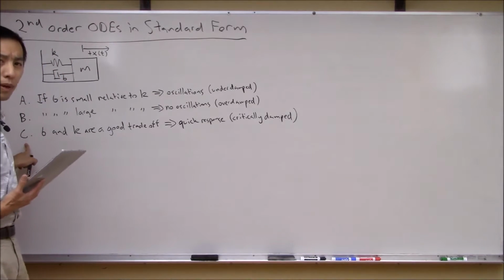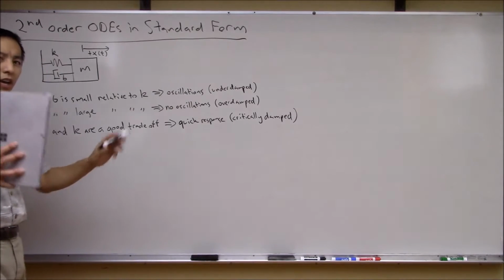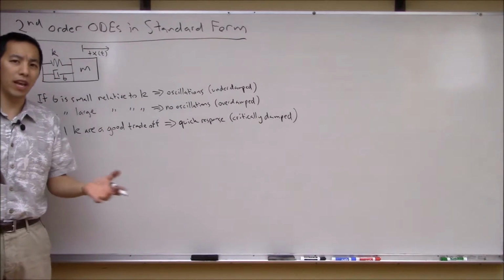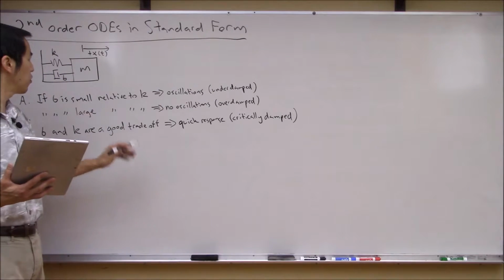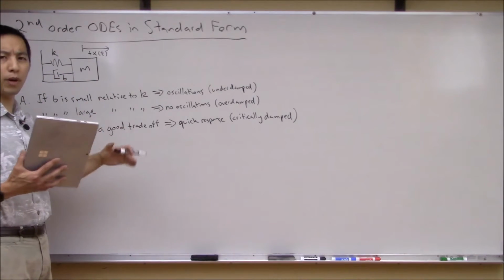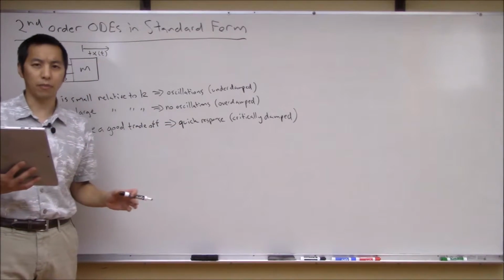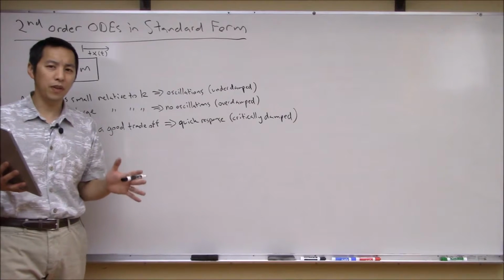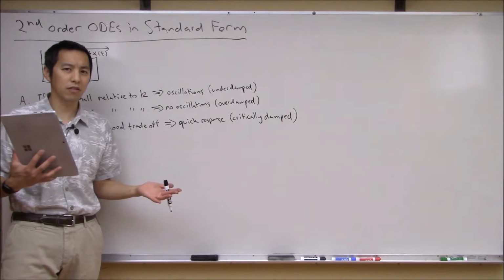Finally, the last thing you could do is ask what if b and k, these two constants, were in balance, or had a good trade-off. In that case, we would probably expect a reasonable response with little or no oscillations. That's sometimes referred to as a critically damped system, okay? So we know just from a gut feeling that these are the three regimes of operation that we expect this system to be in.